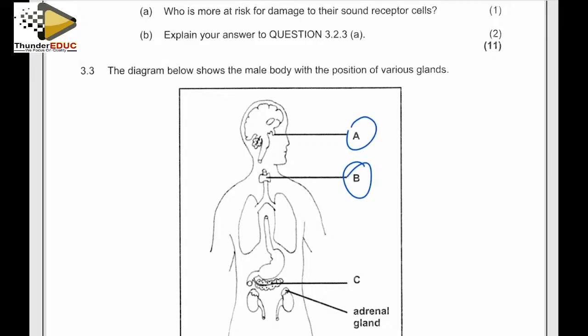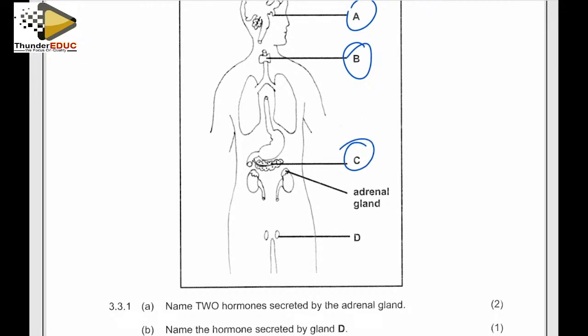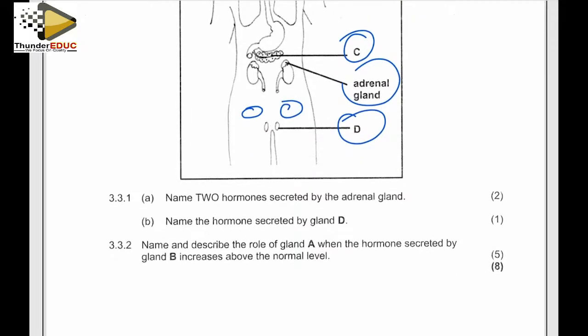This is the thyroid gland. This is the pancreas. This is the adrenal gland, and these are the gonads. Specifically, those are the testes. The ovaries are above that. Name 2 hormones secreted by the adrenal gland. It is aldosterone and adrenaline. So both is A, the adrenal gland: aldosterone, adrenaline.